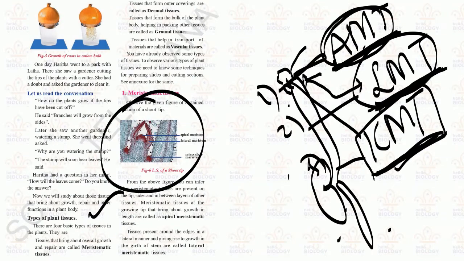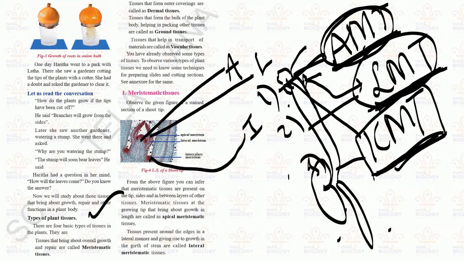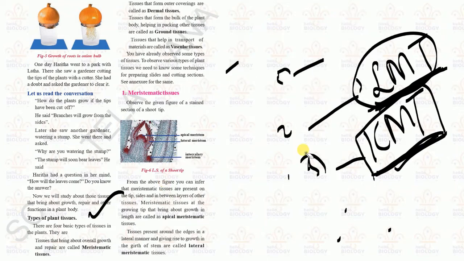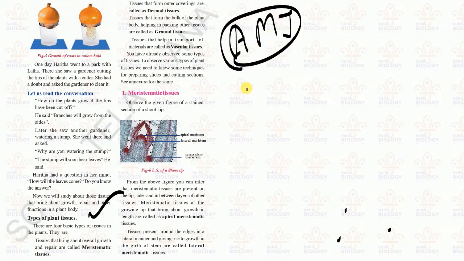One more thing, three types of tissues are there. Can you see, very near to each other, this part is called apical meristematic tissue, sideways it is called lateral meristematic tissue, and here is intercalary meristematic tissue. One by one we will discuss these. What are the functions of meristematic tissue? Apical meristematic tissue, what will it do? It brings growth in height and length.